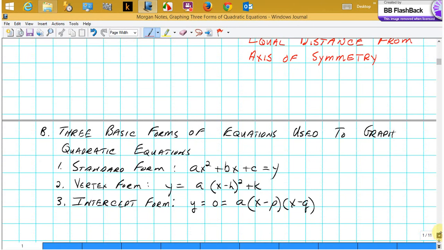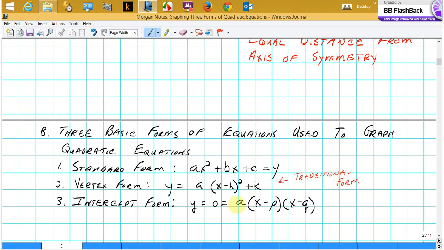Okay, there are three basic forms that we are going to use to graph the quadratics. The first form is ax squared plus bx plus c, and of course that would be equal to y. The second form is the vertex form, a times (x minus h) squared plus k, and that looks a lot like the transitional form, and actually it is, but we're going to plot it a slightly different way. You already know how to do this in transitional form.